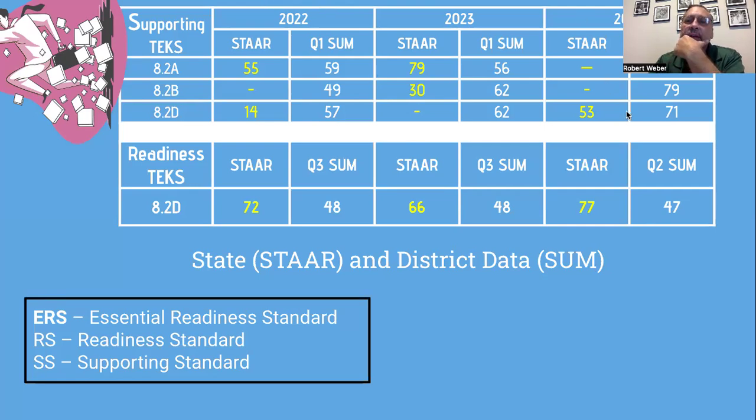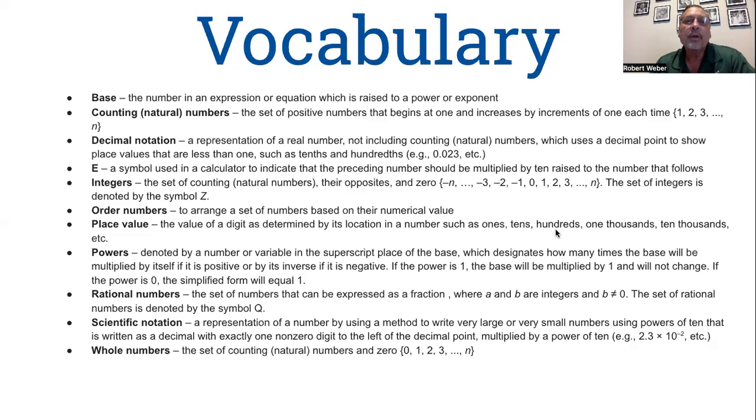You can see our data is pretty solid on the readiness TEKS: 72, 66, and 77 on the last three STAAR exams. We've actually done lower on our summatives, but I think that's because maybe we beef up the strength of the question just a little bit more sometimes to get them ready. So you can see that breakdown.